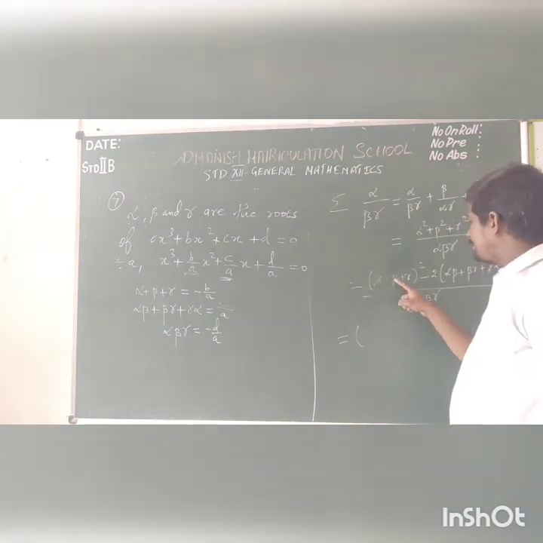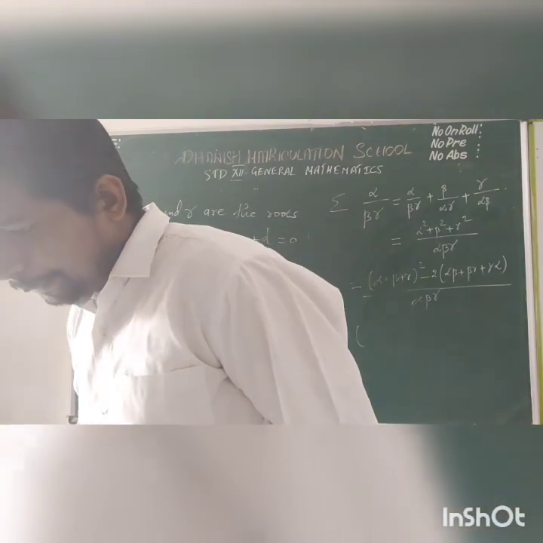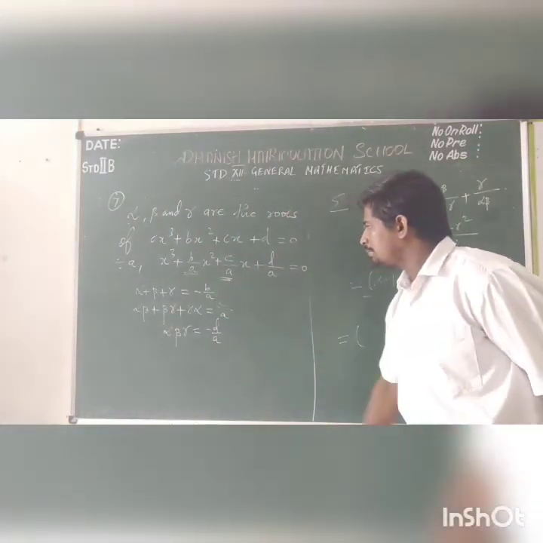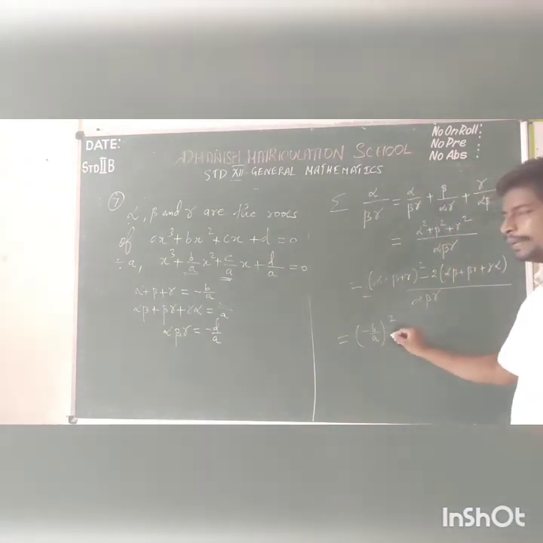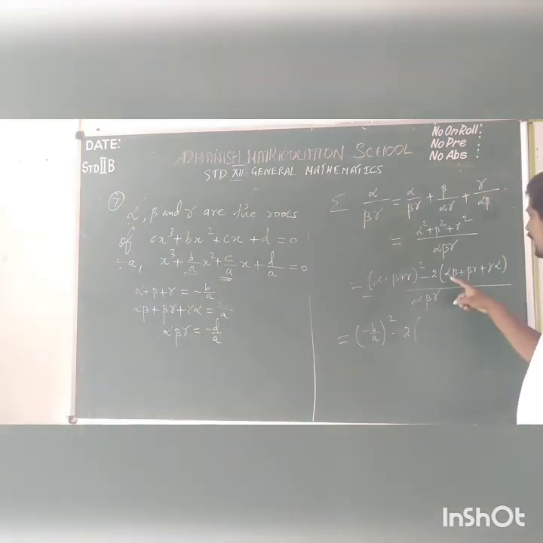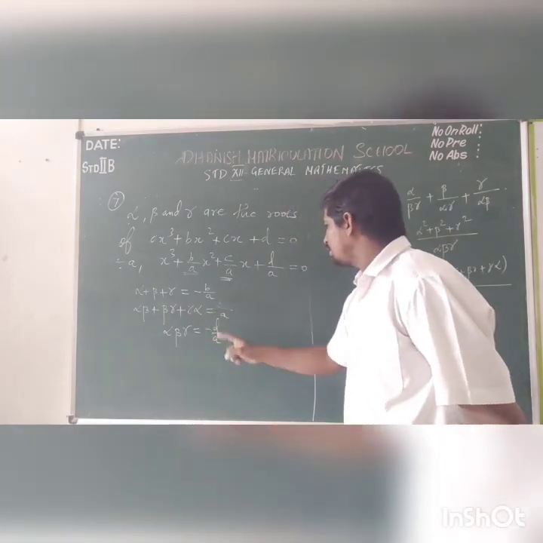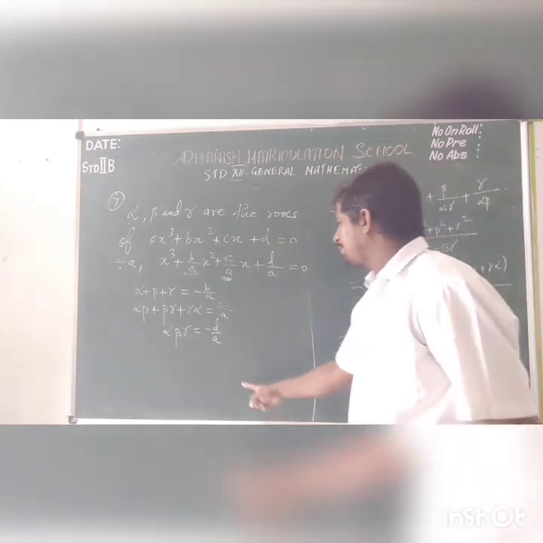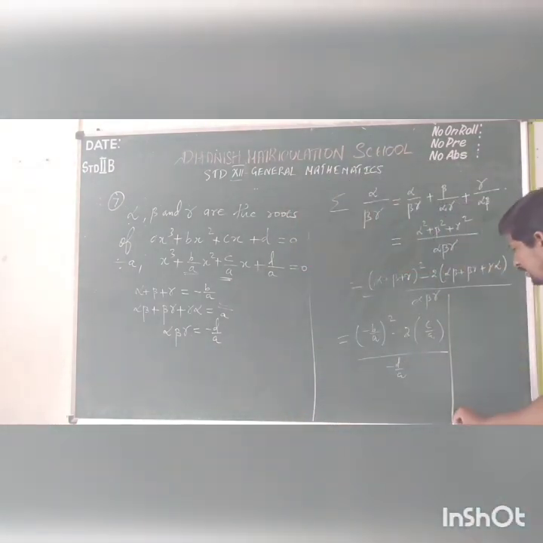Now we are going to substitute the values. What's your alpha plus beta plus gamma? Minus b by a. So minus b by a whole square minus 2 into alpha beta plus beta gamma plus gamma alpha, c by a, divided by alpha beta gamma. What's your alpha beta gamma? Minus d by a.